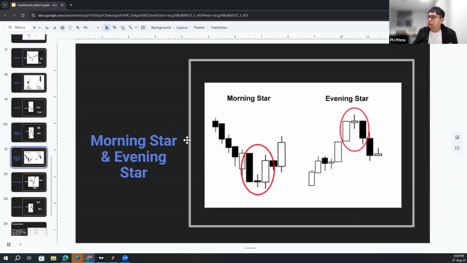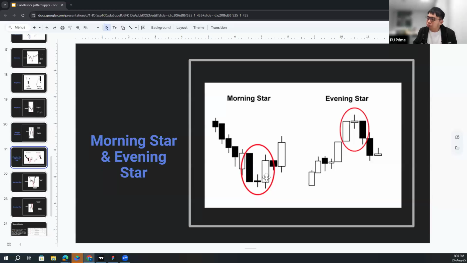All right, the last one is the morning star. Morning star requires 3 candlesticks. Remember, hammer requires only 1 candlestick, and engulfing requires 2 candlesticks. Morning star and evening star require 3 candlesticks. So meaning to say, the more candlesticks, the more precise a signal it will give you, because it uses 3 time frames to come up with an opinion, to come up with a decision.